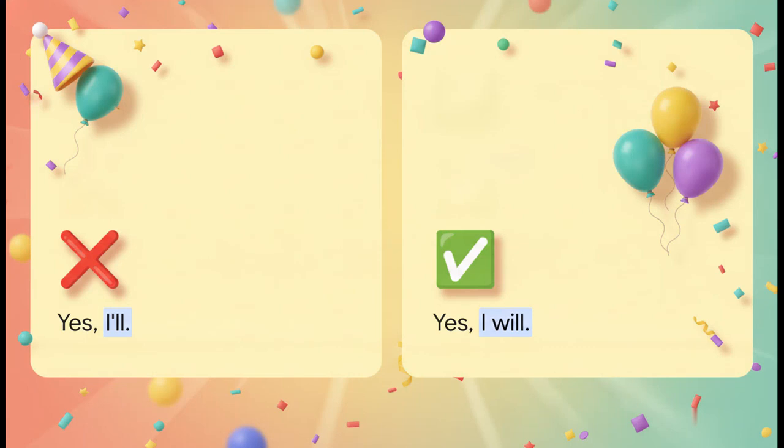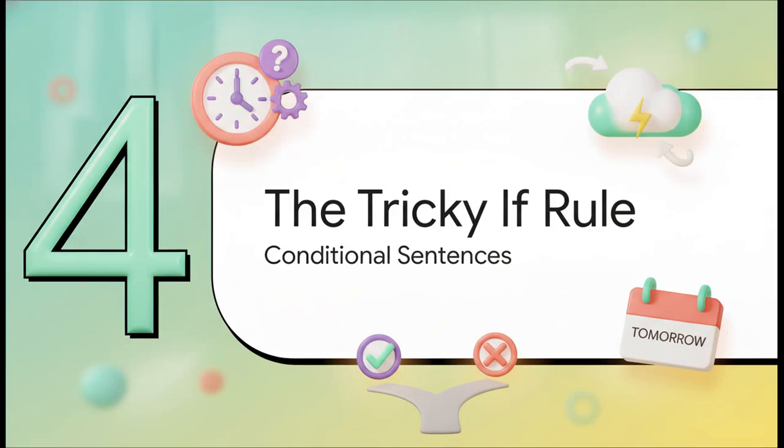But I need to share a big secret with you about those short answers. Look at the red X. If someone asks, will you invite people to the party? You cannot answer, yes, I'll. No way. Never, ever use the short contraction when you give a positive short answer all by itself. You must use the full words. Yes, I will. You are doing absolutely amazing so far.